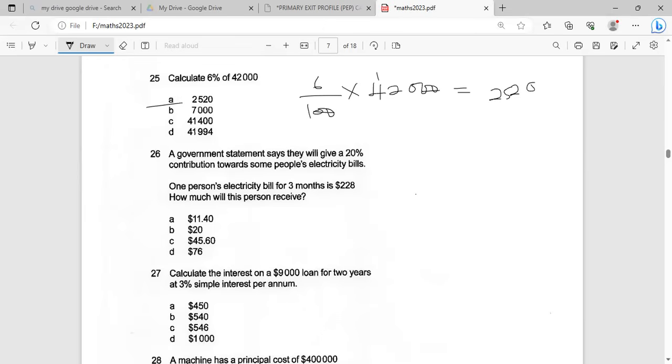All right, a government statement says it will give a 20% contribution towards some people's electricity bill. Why not in Jamaica? One person's electricity bill for 3 months was 228. How much did the person receive? So 20% is the same as dividing by 5. So all we have to do is just divide 228 by 5, and that is our answer, right?